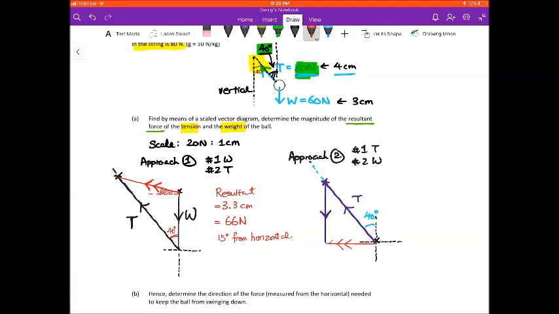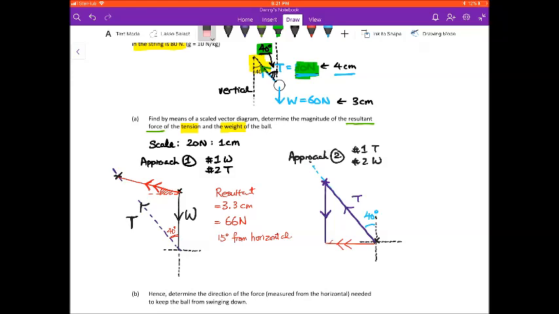Let me check. Let me check approach 1. The weight is 3 cm. Weight is 3 cm, correct. The weight 3 cm. Then my tension is 4 cm. Oh, I know why. So sorry. My down here is wrong. Sorry, let me check. Let me erase the thing.